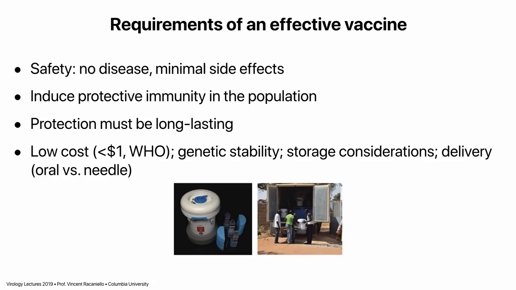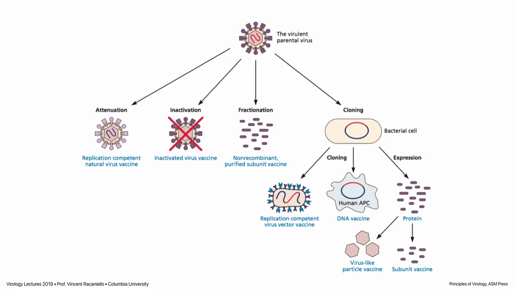And delivery, you know, very few vaccines are given orally. That's easy. Anybody could do that. A needle, most people hate needles. And plus, you need a trained healthcare person to deliver it. And so a needle is on its way out. Unfortunately, that's the way most vaccines are given right now. But we have some new technologies that are coming along. Here are all the different ways I can think of to make a vaccine. And we're going to go through a few of these today.